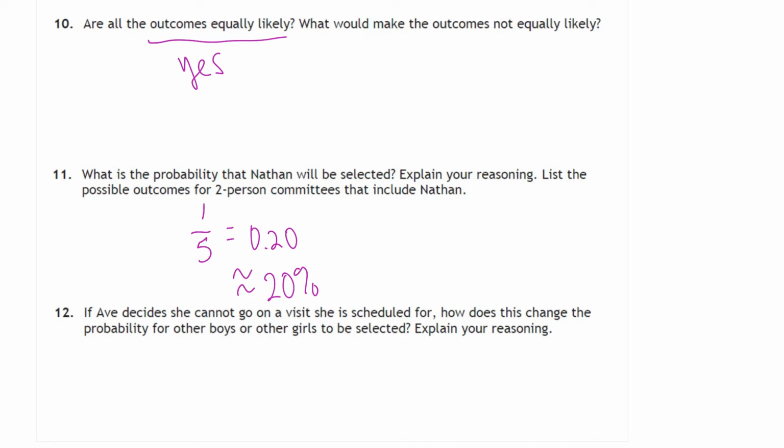The last question says, if Ave decides she cannot go on a visit she's scheduled for, how does this change the probability for other boys or other girls to be selected? Well, it's not going to change the boys' probability at all, because the boys are still going to have a 1 out of 5 shot. The girls, however, it's now going to increase their chances because they're now going to have a 1 out of 3 instead of a 1 out of 4. So write that down into your notes in the way that it makes more sense to you.